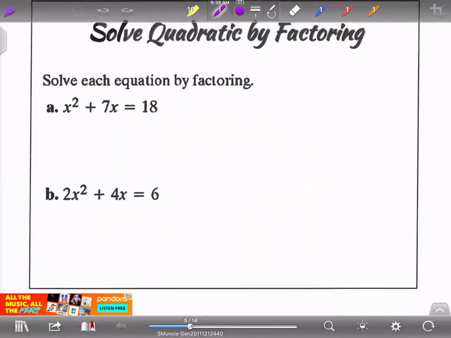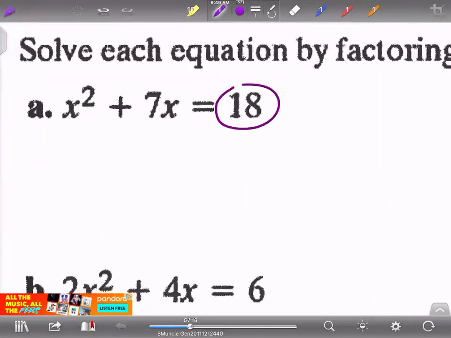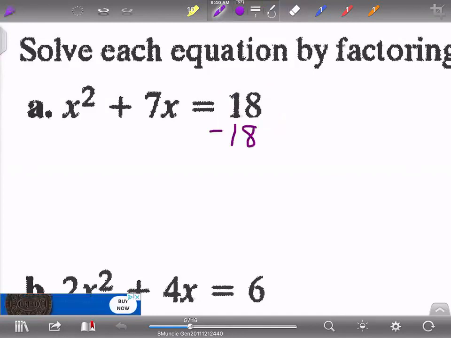On the next page, again, we're asked to solve each equation by factoring, but what do you first notice is a little bit different? So c is on the wrong side. c's sitting on the right-hand side here. We want 0 there. We want to move that 18 to the other side. So we're going to subtract 18.